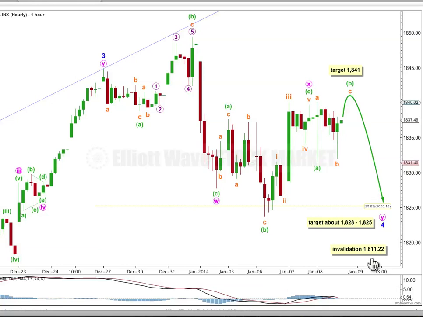Minor wave 4 may not move into minor wave 1 price territory. This wave count is invalidated with movement below 1811.22.